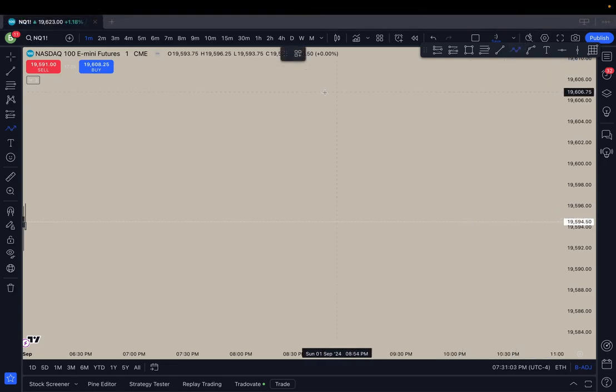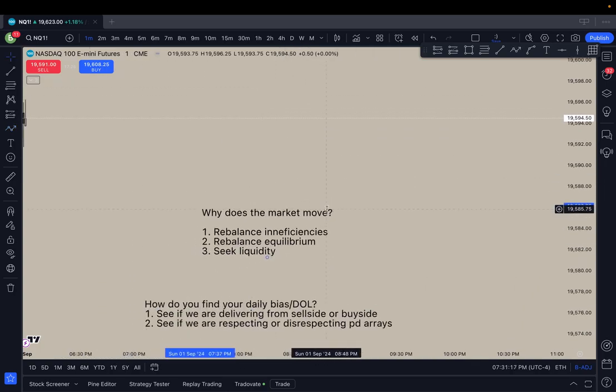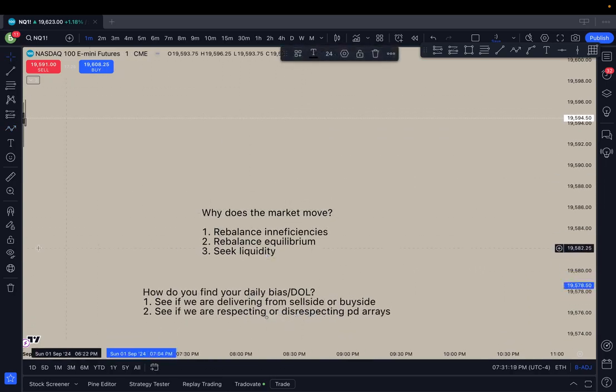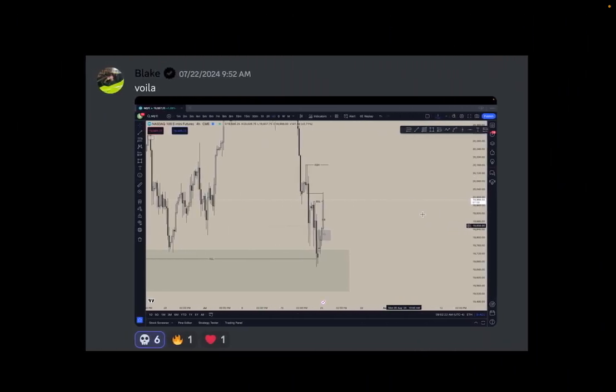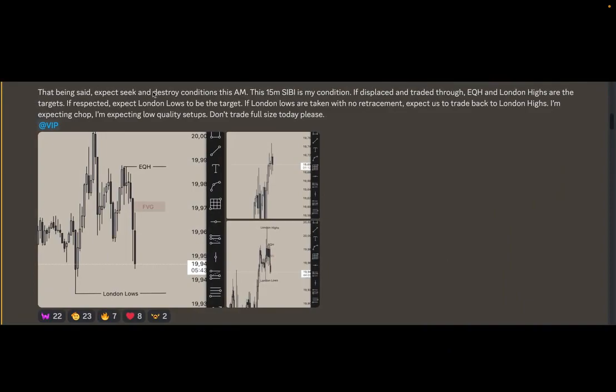But for example, let's say we have London session taking out Asian highs and Asian lows. That is called seek and destroy, meaning we will most likely trade back towards London highs and London lows, and it will be much choppier price action where we'll just be constantly seeking out liquidity. So this market is moving to just seek liquidity, all right, if we have seek and destroy conditions. But I do think that this example I should show you guys, okay? So expect seek and destroy conditions today.